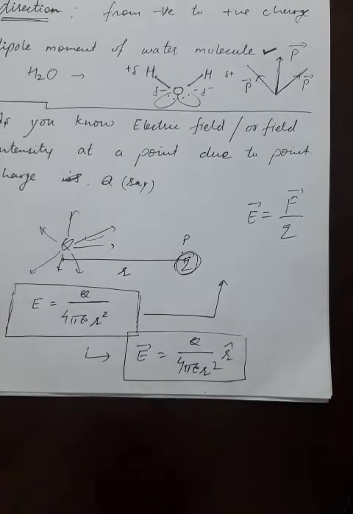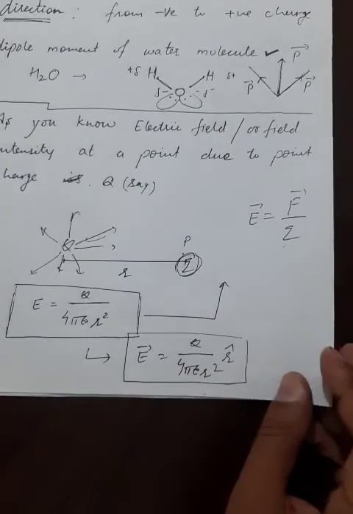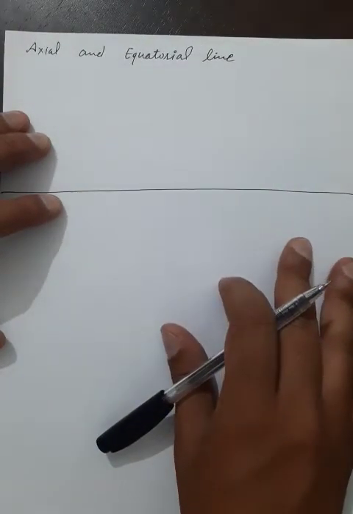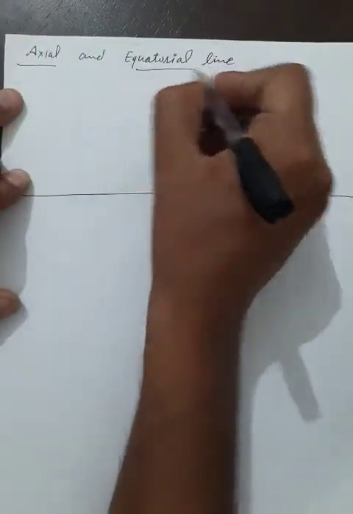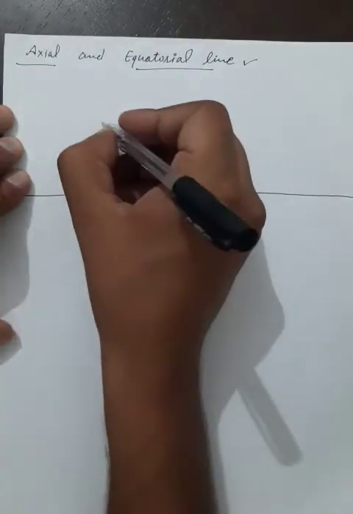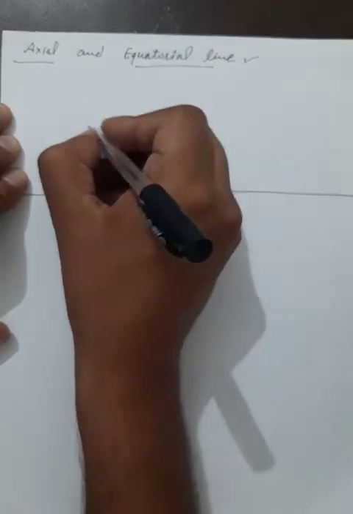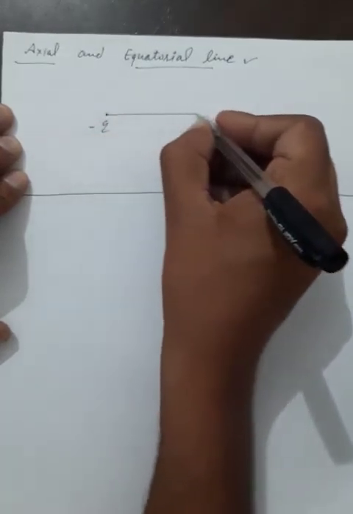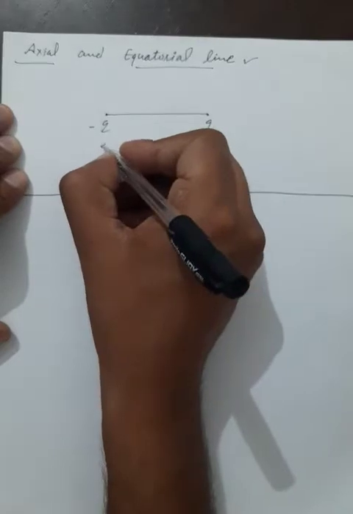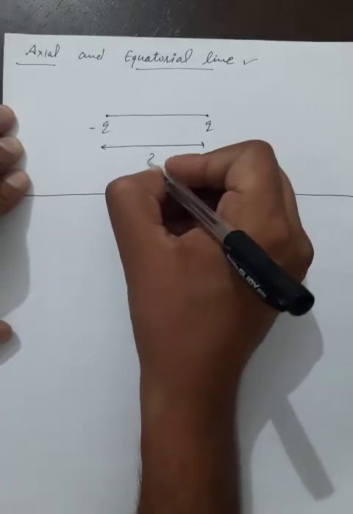Now using this result, we will find the electric field intensity on the axis of, or electric field intensity due to, an electric dipole. Before that, first we see the axial and equatorial line of the electric dipole. Now this is the electric dipole, that is the pair of equal and opposite charges separated by a small distance, say 2a.